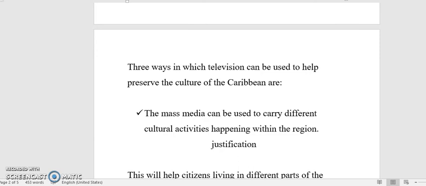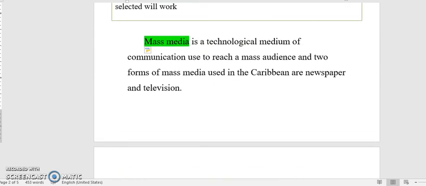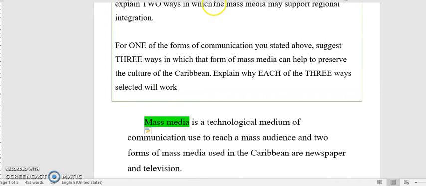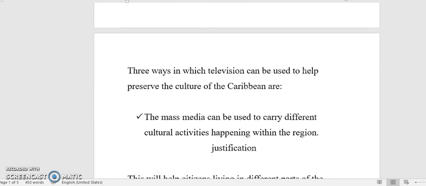So 3 ways in which television, and the media that I have selected is television. You don't want to lose any marks for this question, so please remember to select one form of communication or one form of media that can be used to preserve our culture. So I choose television. So let's go down to the answer.